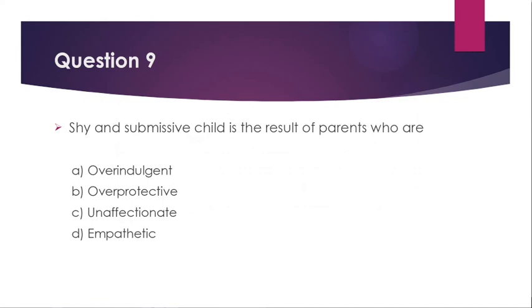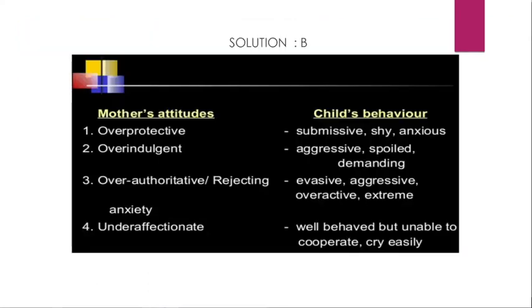Question number 9. A shy and submissive child is a result of parents who are: option A, overindulgent, option B, overprotective, option C, unaffectionate, and option D, empathetic. This is again a very important table to remember. The answer for this is option B, overprotective. So go through this table. This table tells you the impact of the mother's attitude on the child's behavior, overall and in the dental clinic. So you can judge the child's behavior by the mother's attitude, and by this you can get a clue how to treat the child. So just go through this.